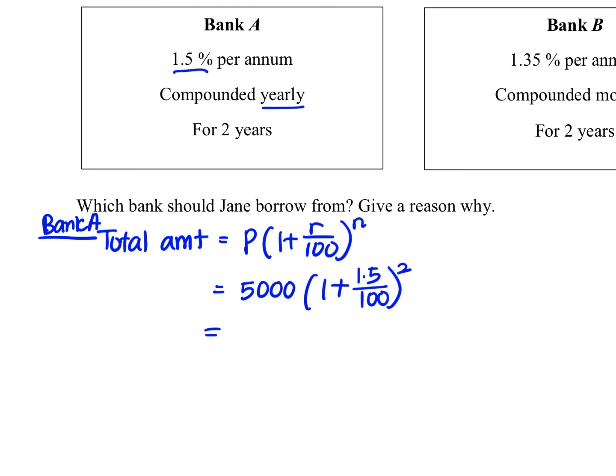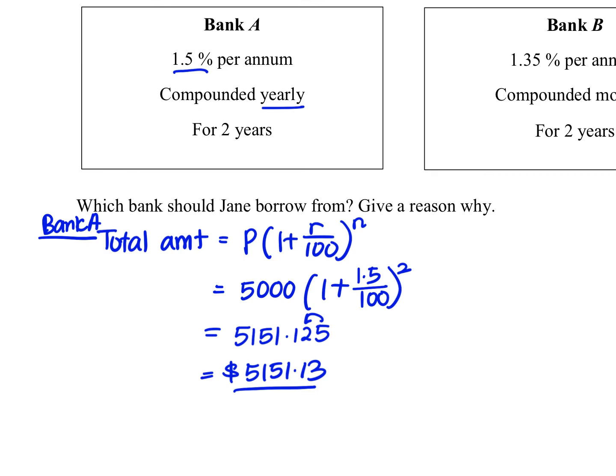Alright, so let me calculate the number. 1 plus the fraction 1.5 over 100 to the power of 2, and I will give my answer. This answer is 5151.125. Again, I round up my answer to two decimal places, which means 5151.13. Okay, so that's the first answer. So this is for Bank A.